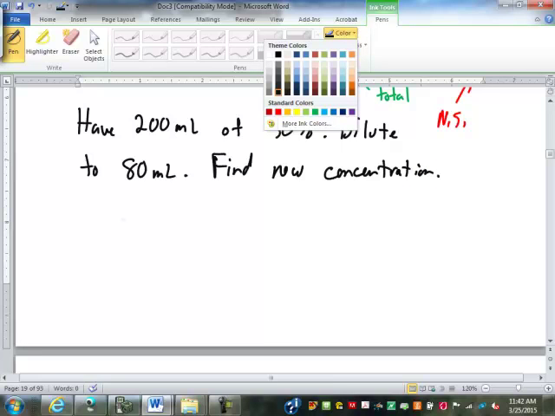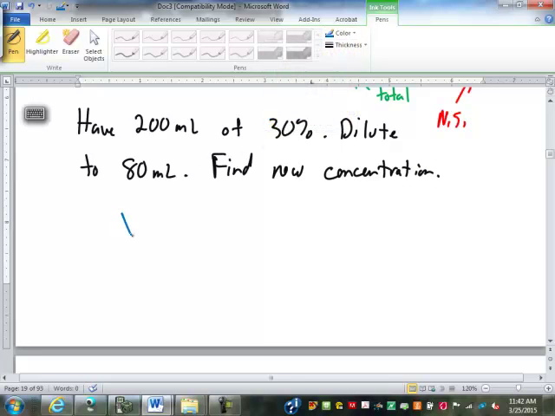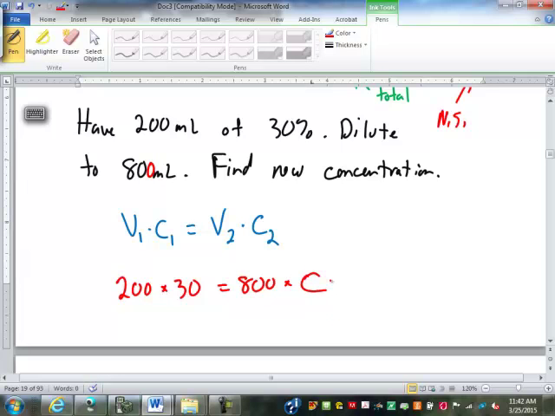So, our formula for this was V1 times C1, the initial volume times the initial concentration, is equal to V2 times C2, final volume times final concentration. So we have 200 milliliters times 30%. That's going to equal our new volume. Oops, I figured a zero there. It's supposed to be 800 milliliters. So 800 milliliters times our new concentration.